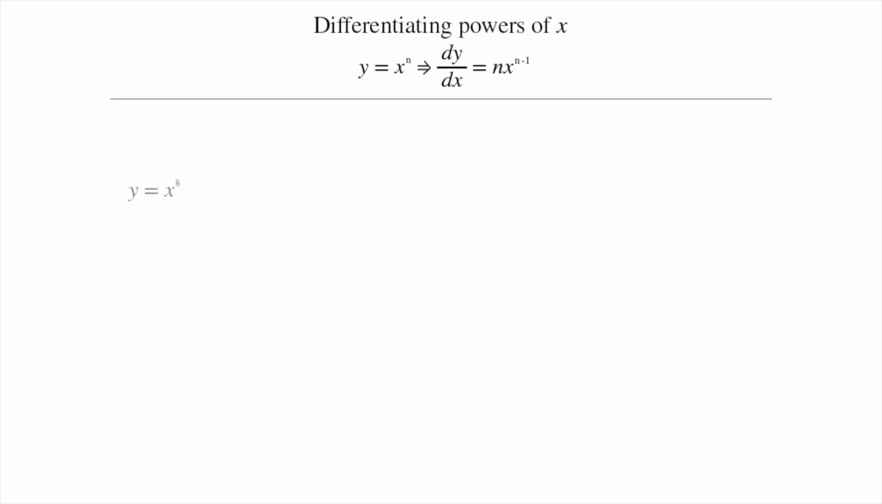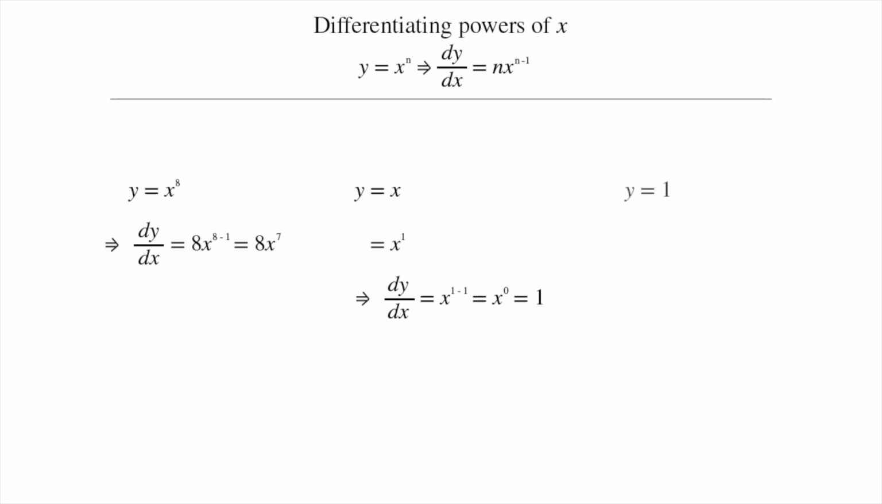Say we have the function y equals x to the power 8. Well, using this rule, dy by dx would be 8x to the power 8 minus 1, which is 8x to the 7. Let's look at a few special cases also. What about when y equals x? Well, this is the same as x to the power 1. Then, using the rule, we get dy by dx equals 1 times x to the power 1 minus 1, which is x to the 0. This is just 1.